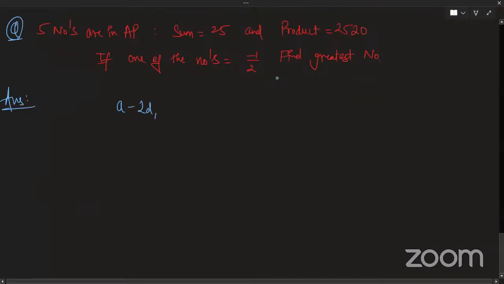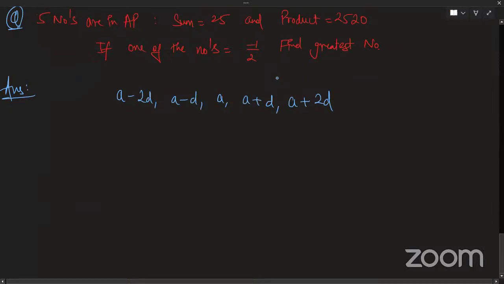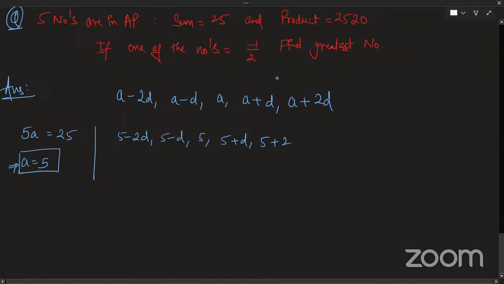So I will assume the numbers as a minus 2d, a minus d, a, a plus d, and a plus 2d, right? Yes, sir. So when I take the sum of these numbers, my d terms will get cancelled out and it will be equal to 5 times a. So 5 times a is 25, so a is 5, right? Yes, sir. So I can write the numbers as 5 minus 2d, 5 minus d, 5, 5 plus d, and 5 plus 2d, right?